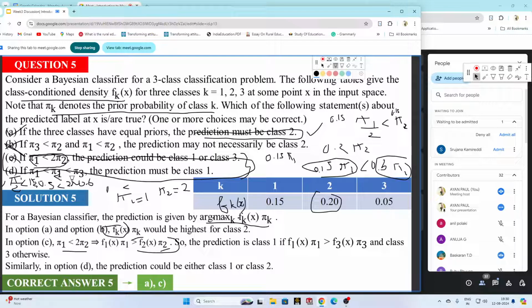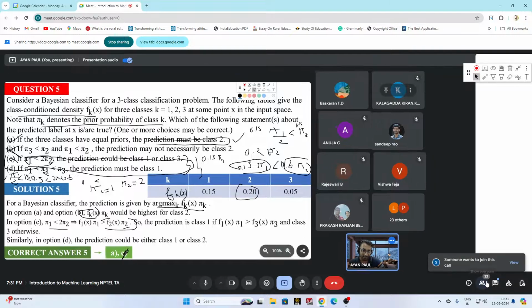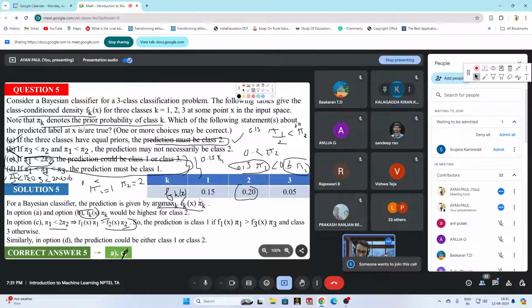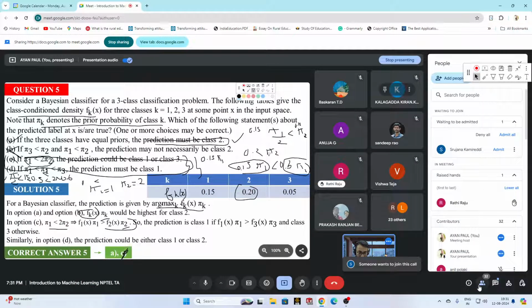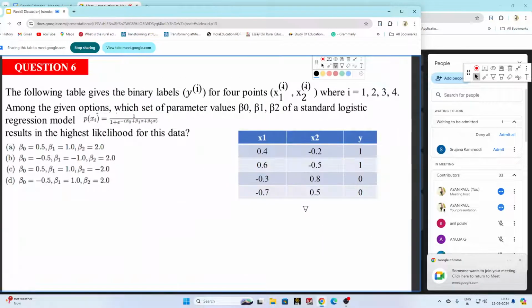So we need to check, pi 1 is written. So again, D, there is some problem with these two. So you only focus on A and B. So out of A and B, A is your correct answer, and B is your incorrect answer. Okay, is it clear? Okay, so let's move on to the next question.